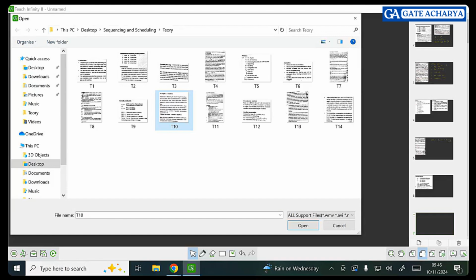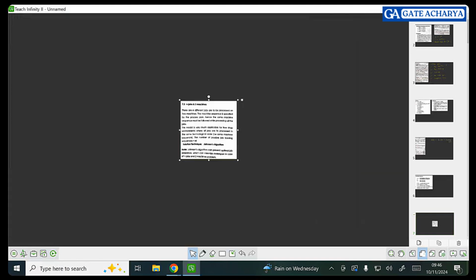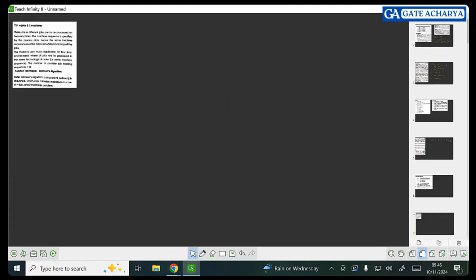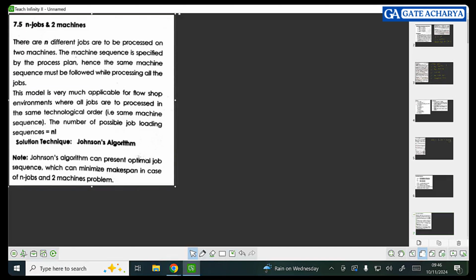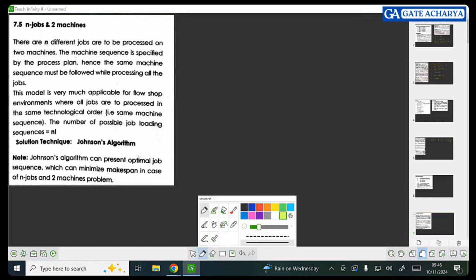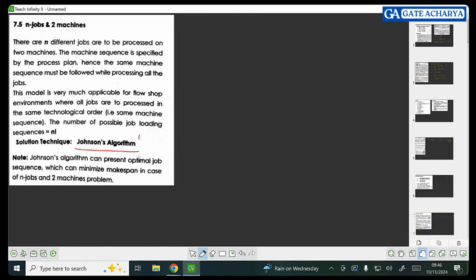Now, if it is n jobs, 2 machines, here this fellow plays a very, very major role. Johnson's algorithm will come into the picture whenever you have n jobs, 2 machines. We'll use Johnson's algorithm for finding the job scheduling.